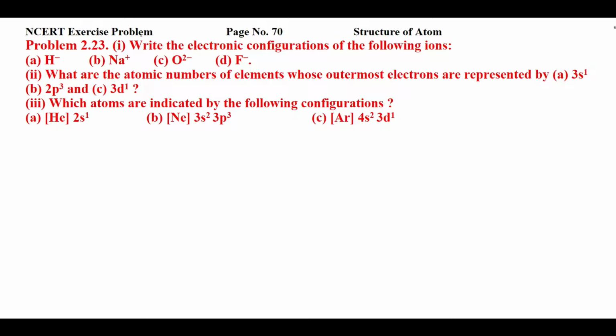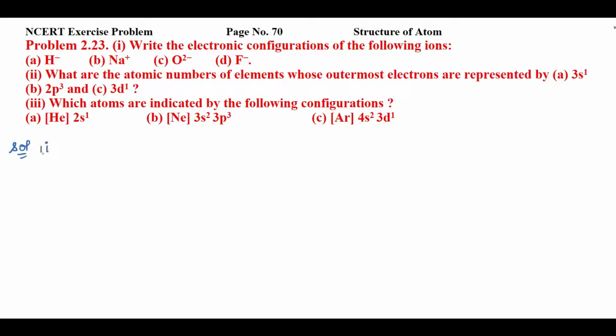Students, this is NCERT exercise problem 2.23 from page number 70 of Structure of Atom, right? So this question is split into three parts. We'll see the first part first. In this question, they are saying write the electronic configuration of the following ions. You have 4 ions and you have to write their electronic configurations, right? So we'll see the first one.